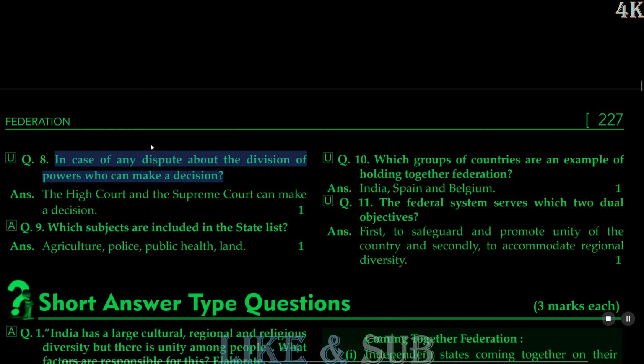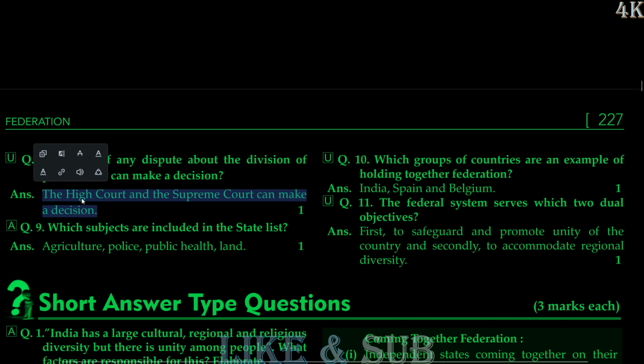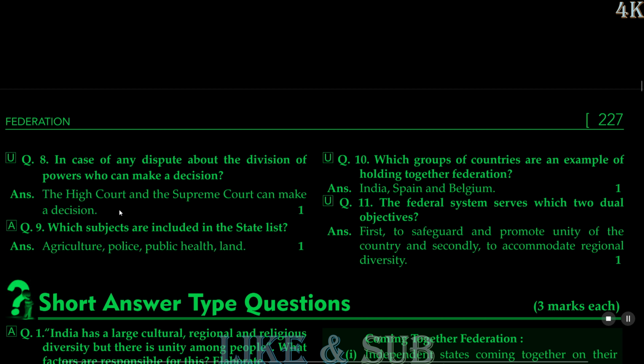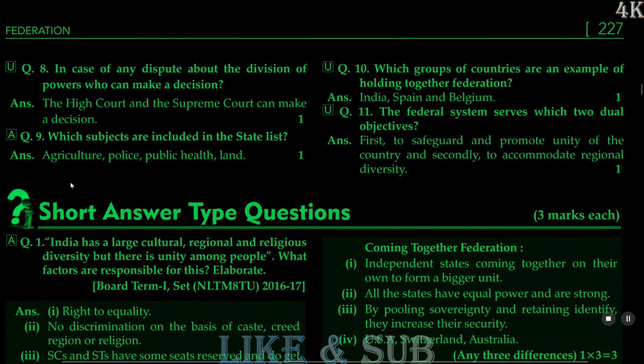In case of any dispute about the division of powers, who can make a decision? The High Court and the Supreme Court can make a decision. Which subjects are included in the state list? Agriculture, police, public health, land.